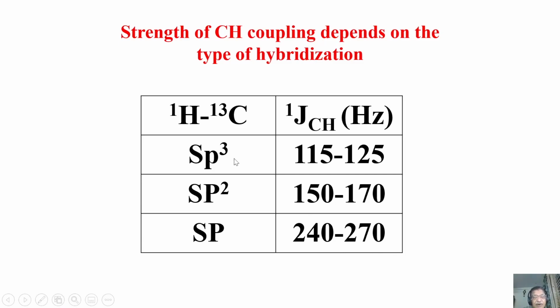So depending upon the type of hybridization, if it goes to an sp hybridized carbon, the carbon proton 1-bond coupling is 240 to 270 Hertz, quite large. For sp3 it is much less, and sp is the largest, and sp2 is in between. This is important, you should know this when you are analyzing the carbon-13 spectrum.